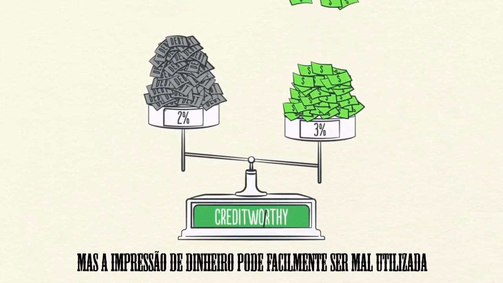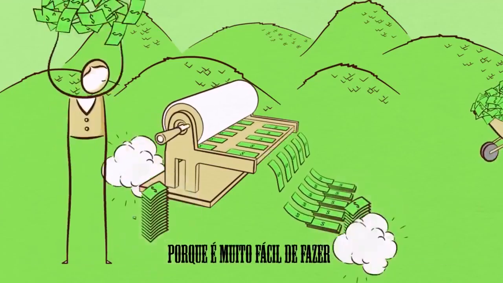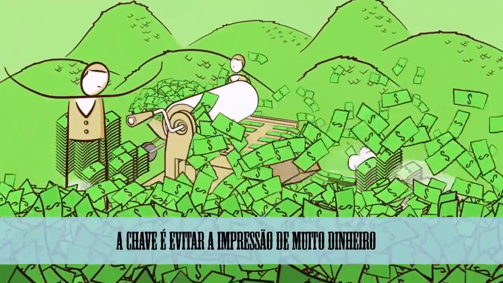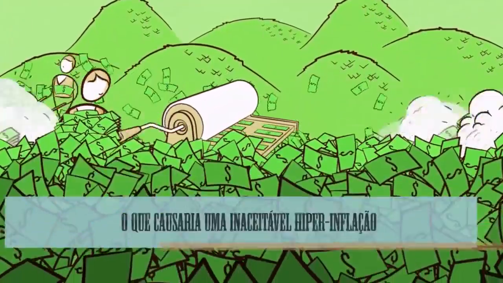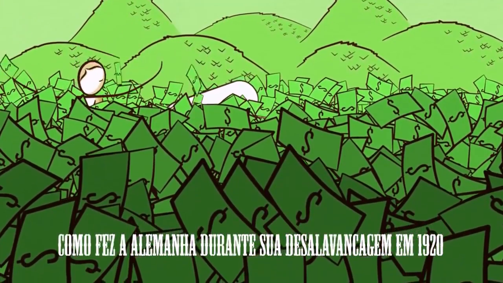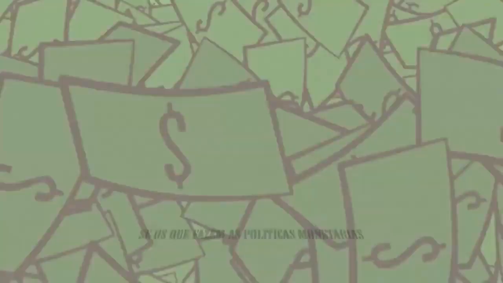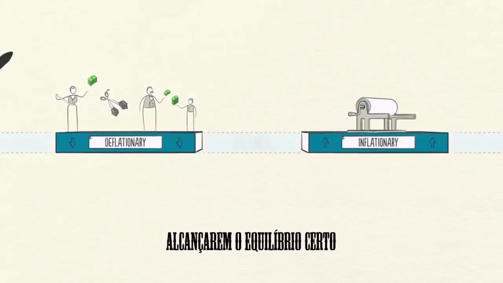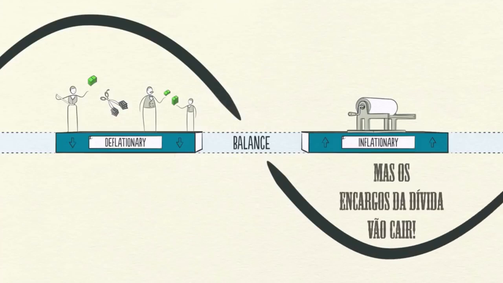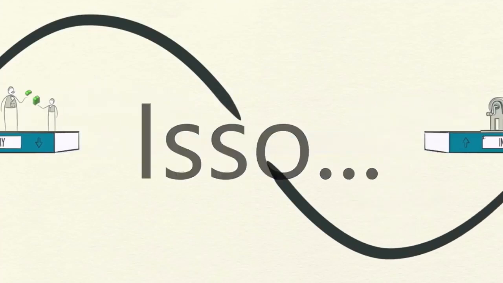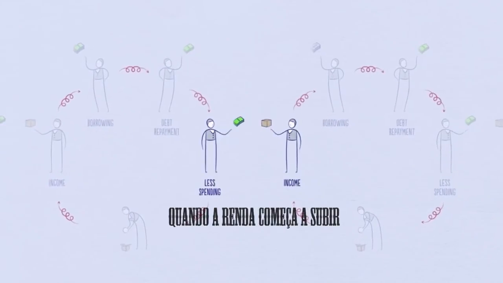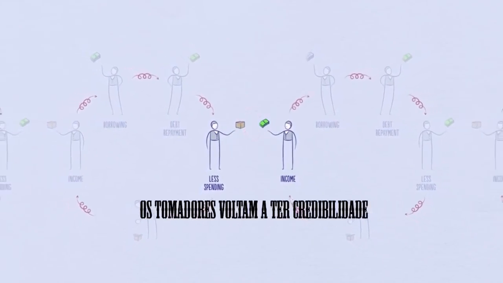However, printing money could easily be abused because it's so easy to do and people prefer it to the alternatives. The key is to avoid printing too much money and causing unacceptably high inflation the way Germany did during its deleveraging in the 1920s. If policymakers achieve the right balance, a deleveraging isn't so dramatic. Growth is slow, but debt burdens go down. That's a beautiful deleveraging.